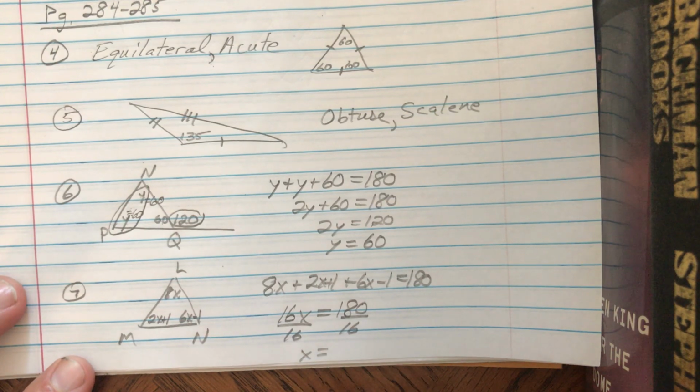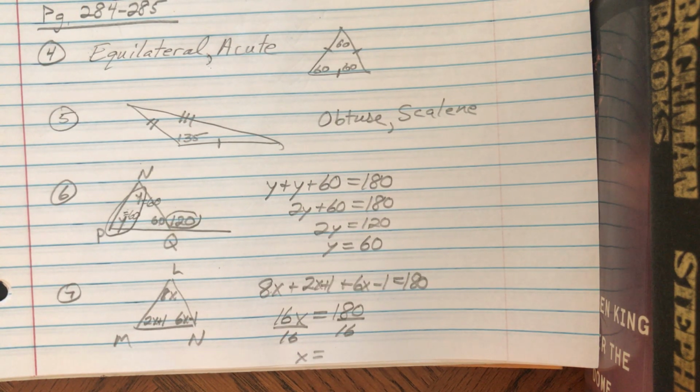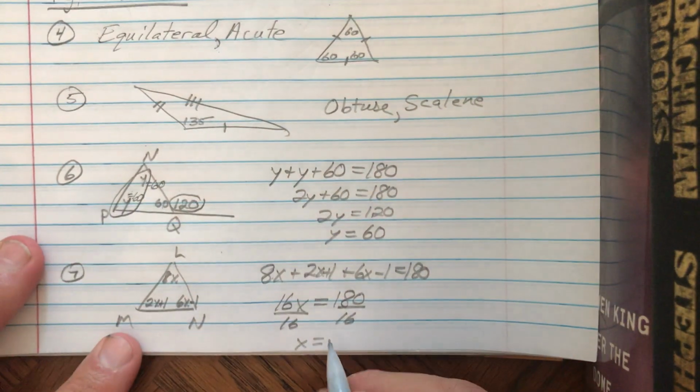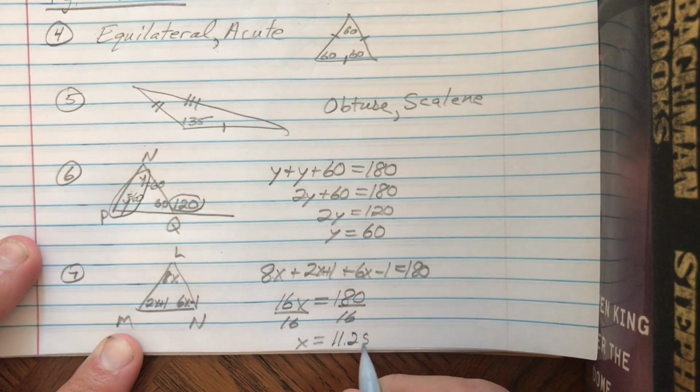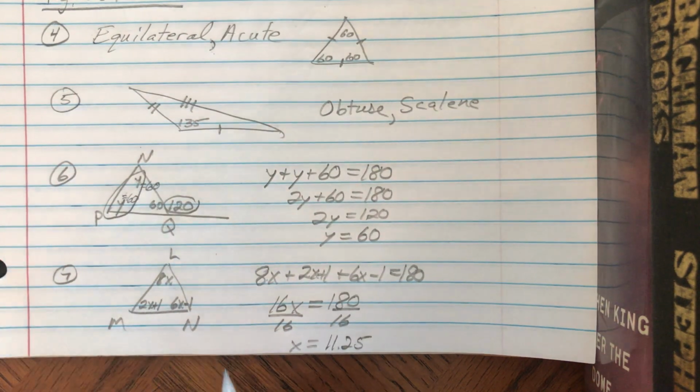X is, I think this comes out to be a decimal. Let's see, 180 divided by 16. Yep, 11.25. Now if you feel skeptical about that, plug in 11.25 for all these x's, and these three angles should add up to 180. All right, let's try a couple more questions over on page 285.